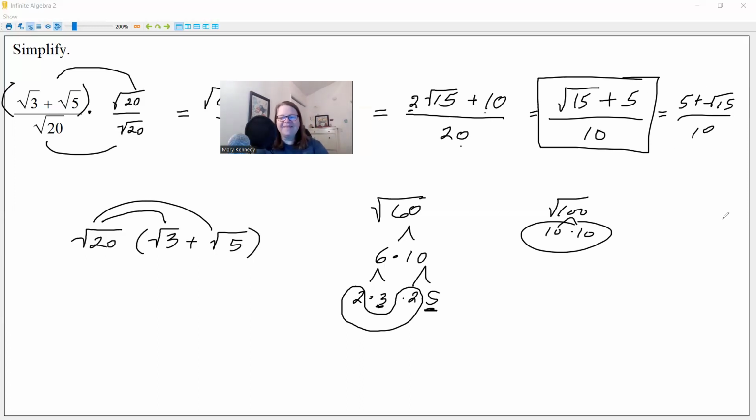Okay, so that's the way I would do it. There are other ways to do it as well, but that's the way that I would go about it.